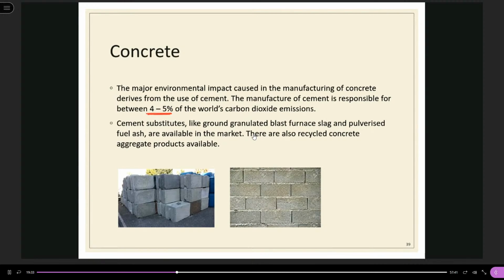So cement substitutes, like ground granulated blast furnace slag. So we may use these to replace cement. And there are also recycled concrete aggregate products available. So by reusing the concrete aggregate, we can reduce the carbon dioxide emission.